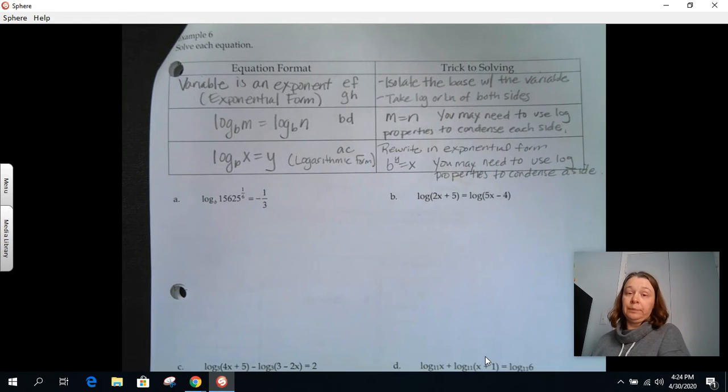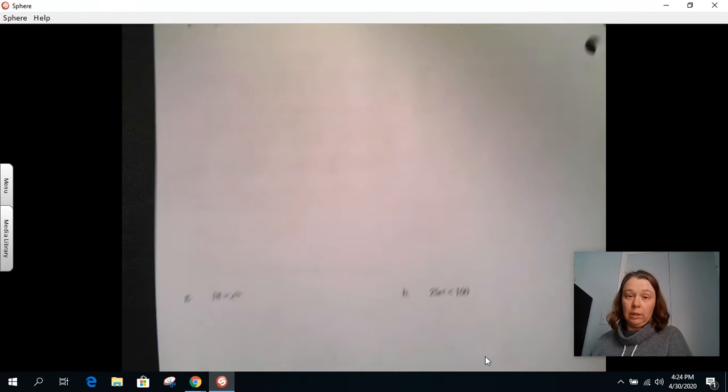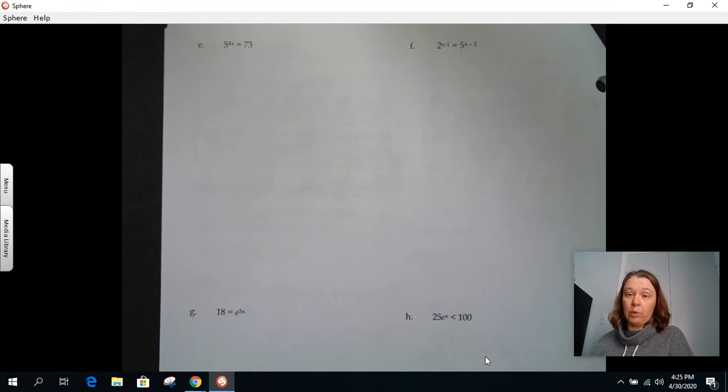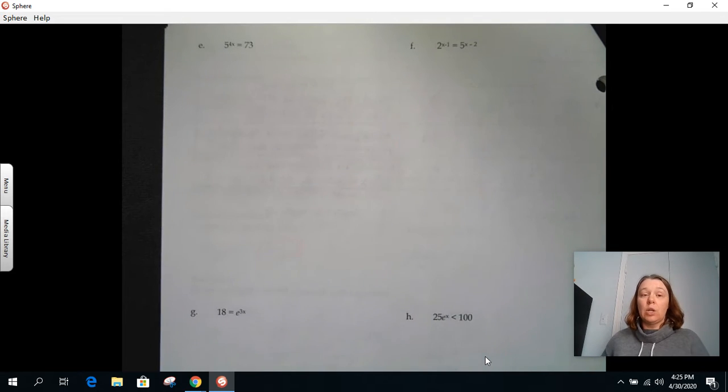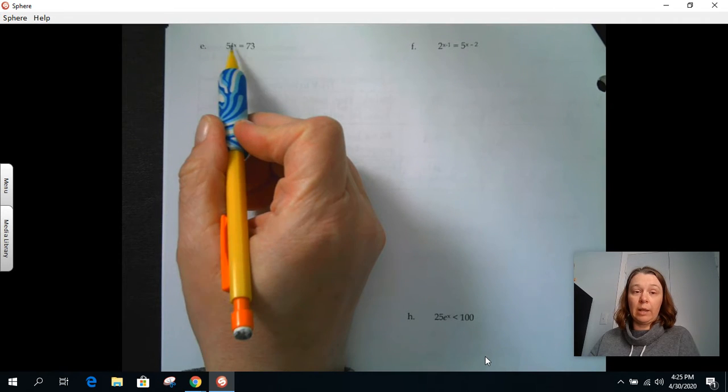So on the other side. Our idea is that we're going to isolate the base that has the variable on it, and then we're going to take the log or natural log of both sides. So in part E, the 5 has the 4x, the exponent, on the base.